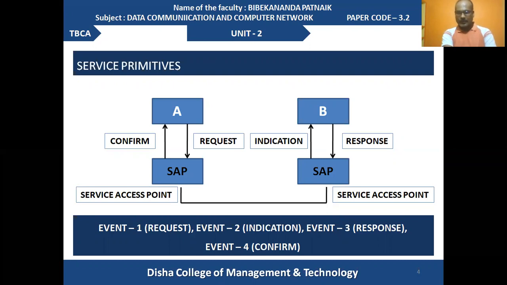it has 4 different functions or transactional concepts: request, indication, confirmation, and response. These 4 functions are widely implemented through the service access points. That's why there are 2 terms which are widely used: one is called service provider, another is called service user.